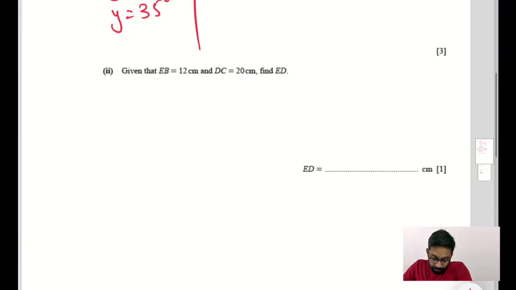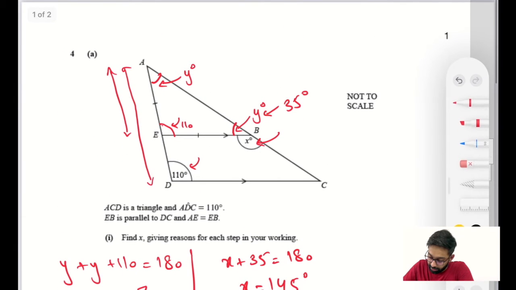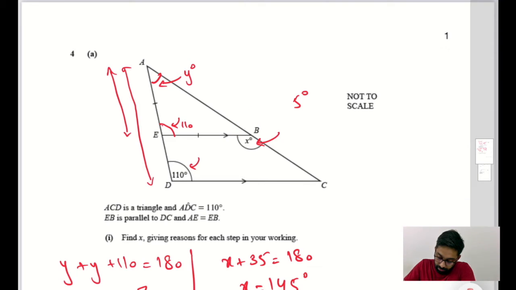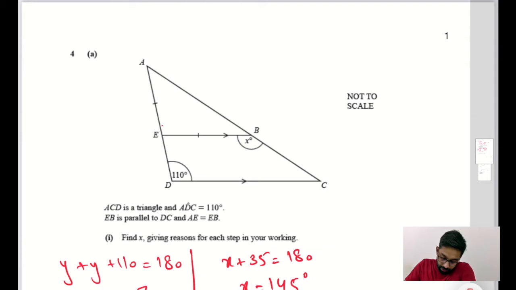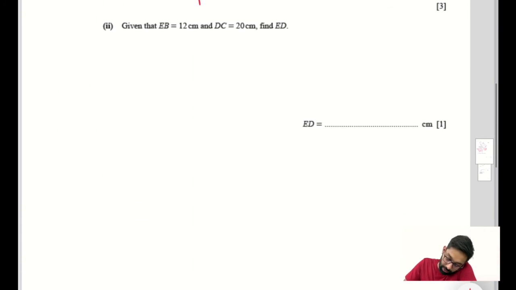Let's move on. The next part says, given that EB is 12 and DC is 20, find ED. Okay, before we find ED, let's remove all this. Now they mentioned in the question that EB is 12 and DC is 20. If EB is 12, that means AE is also 12 and ED is unknown, so we assume this to be X. So we can write this similarity in this form.